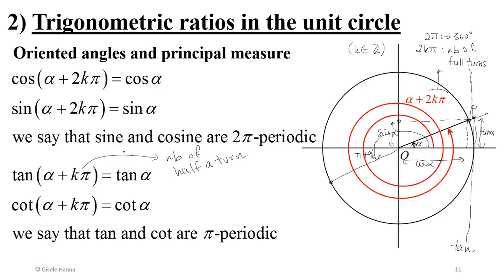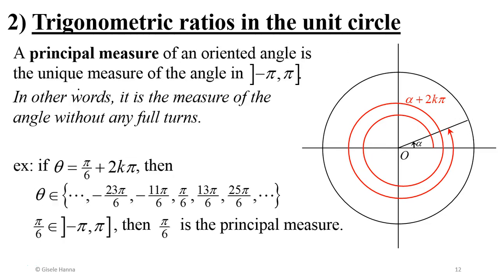And I remind you that alpha and alpha plus k pi are different angles. They're not the same angle, but they have the same value of tan and cotan. Similarly, alpha and alpha plus 2k pi are not the same angle, but they have the same value of cosine and sine. Everything we've already discussed leads us to something called the principal measure of an oriented angle.